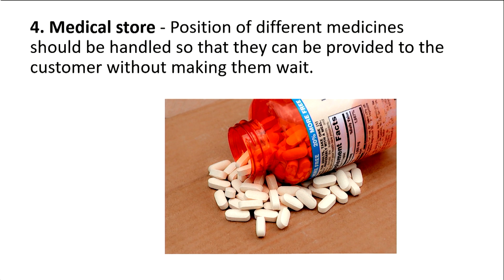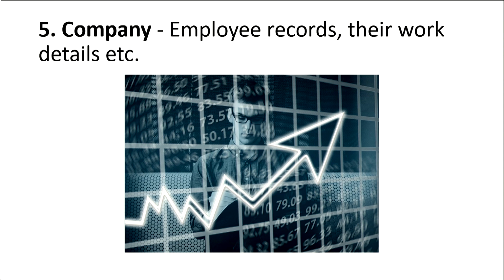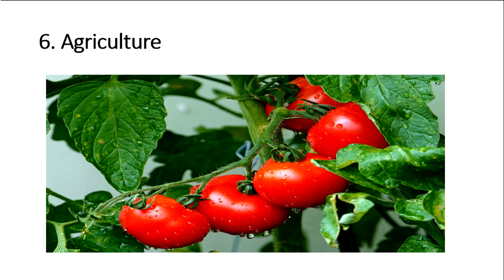And also you learnt in the case of medical stores, why the medicines should be arranged in a proper way, in a systematic manner. Why? Because to provide the medicines for the customer without making them wait, they have to maintain proper records, and also a company has to maintain the records of the employees for their work details. And in case of agriculture also, there should be proper maintenance of the data, to ensure the agricultural product which is required and which is to be supplied to the public.